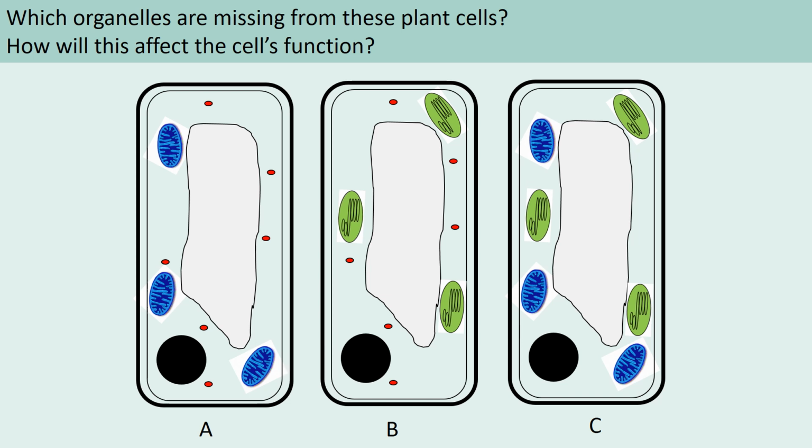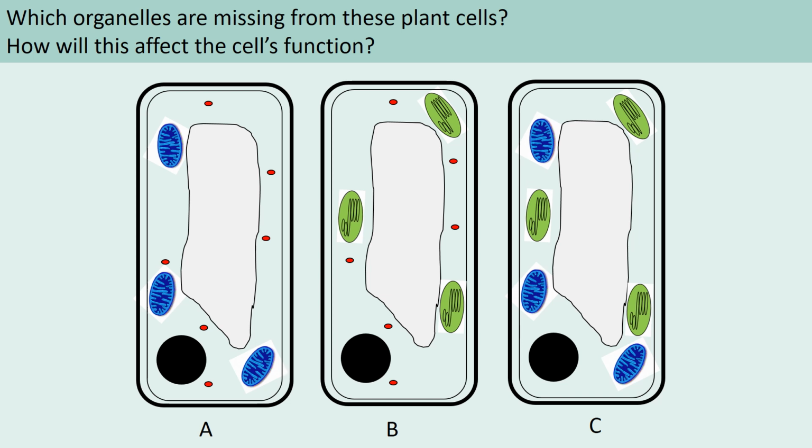Right, so well done for those people that said that cell A is missing the chloroplast. Now, there are some of the plant cells that will not contain chloroplasts, such as those in the roots, because obviously there isn't any sunlight underground. How do you think it will affect the function? It means that those cells won't be able to make the food, so they're going to have to get their food from other cells that are photosynthesizing.